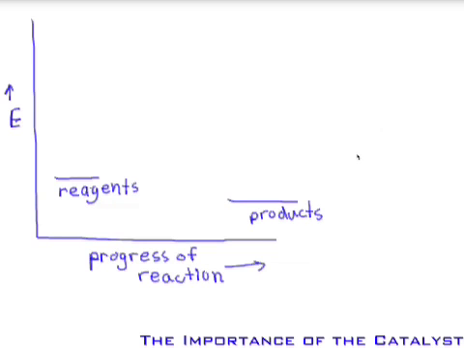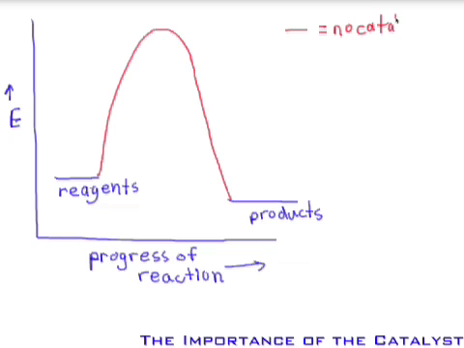Let's consider first what would happen if we try it with no catalyst. If we try it with no catalyst, we get a huge activation energy. H2 will not react with alkene in the absence of catalyst because of this huge energy of activation.